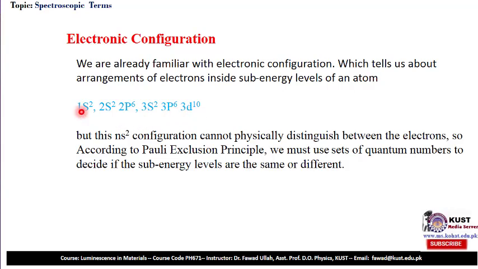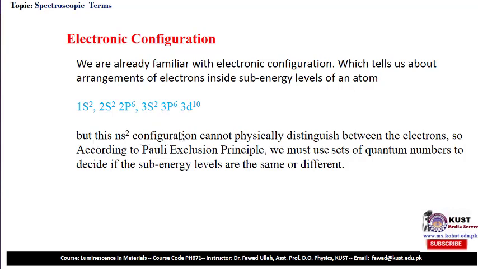So this is for K shell. It has got 2 electrons, so for this, the electronic configuration is 1s2. This 2s2, 2p6 is for L shell, which has got 8 electrons. So 2 are in s orbital and 6 are in p subshell, and then for M shell.